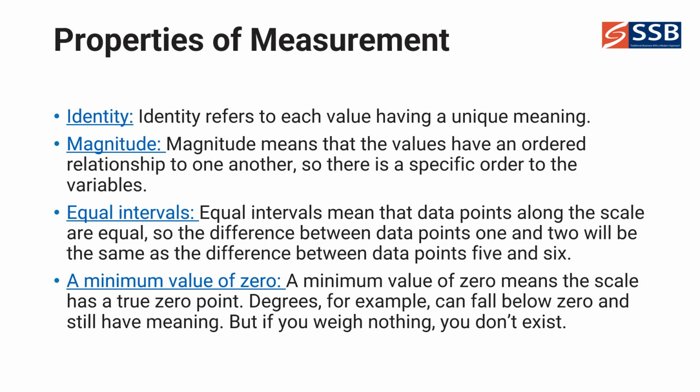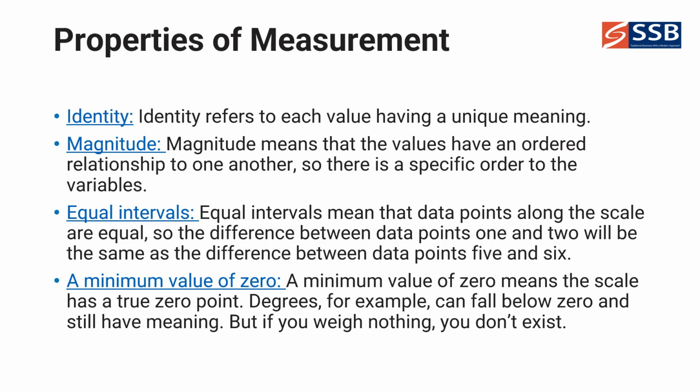Equal intervals should be there. Certain scales will have equal intervals. It means that the data points along the scale are equally spaced. When I'm measuring the income of my respondents, it's going to be 10,000 to 20,000, 20,000 to 30,000. So the intervals between these are going to be the same. The difference between data points 1 and 2 will be the same: 10 to 20, 20 to 30, so the difference is only 10,000. For interval-type scales, the difference should be the same. You cannot give a question stating 5 to 10,000, 10 to 20, 20 to 25. You cannot give it like that.